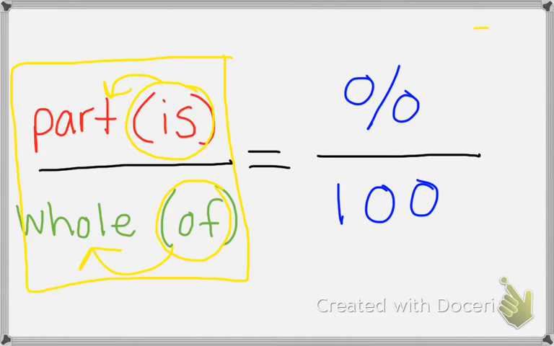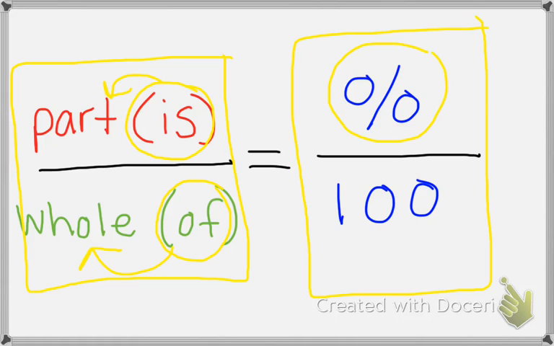Now on the other side is the percent over 100. So if you see a percent in a word problem, you take that number and you put it here in the top right. So basically what we're doing is we're replacing the part, the whole, and the percent sign with numbers, or a variable if we're looking for something.